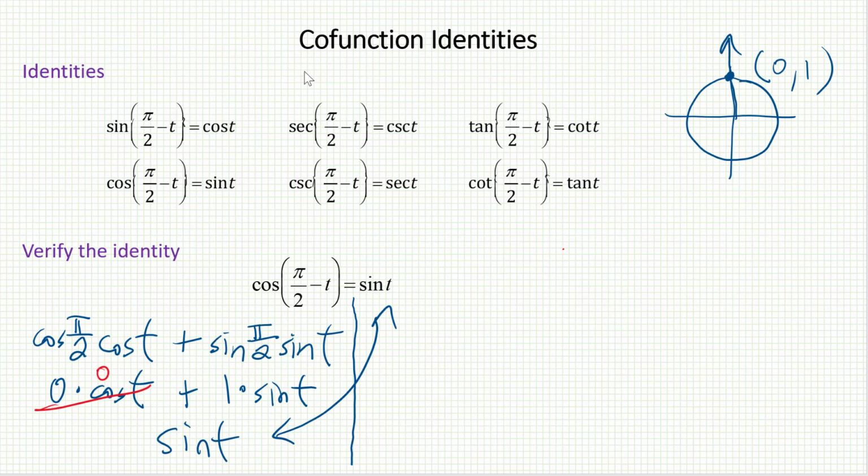As we add new identities to our list, we can then start using those identities to simplify expressions. So from this point on, for example, whenever we see cosine pi over 2 minus t, we can replace that with sine t. We know those are equivalent expressions.